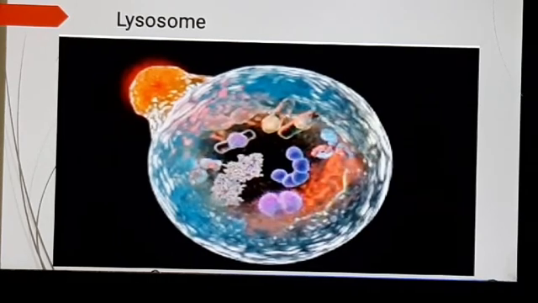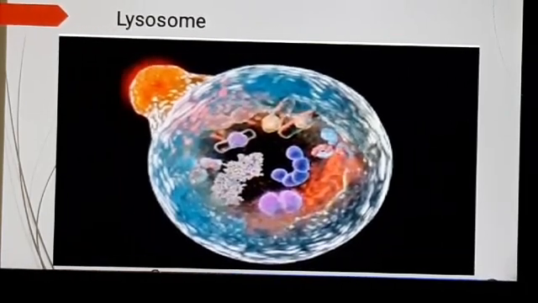They also protect the cell from germs. If any foreign germs enter inside the cell, then the lysosomes engulf those germs and digest them. Therefore, they are also said to be the protective cell organelles of the cell.